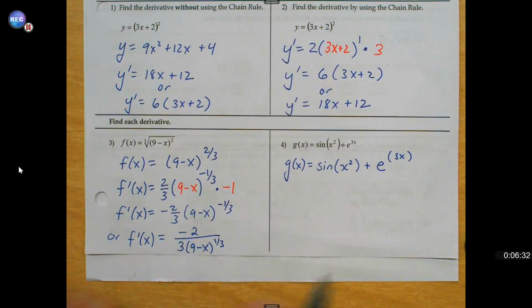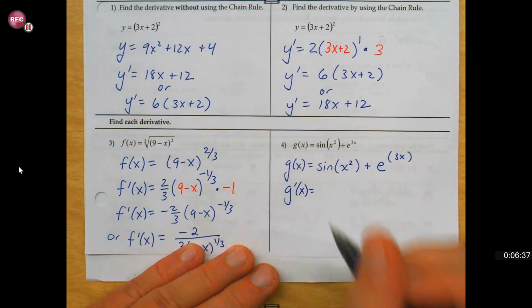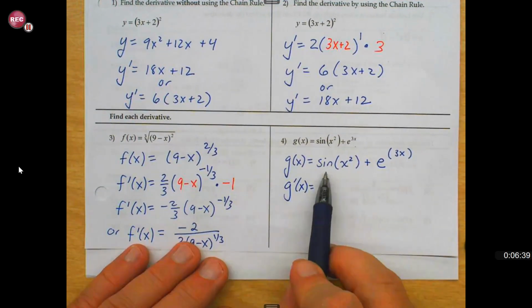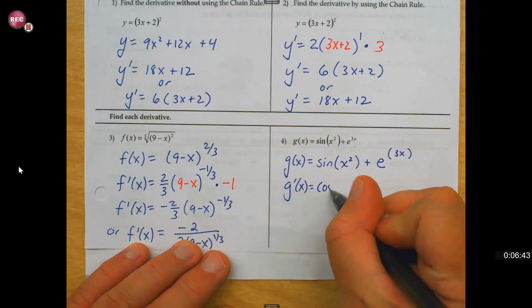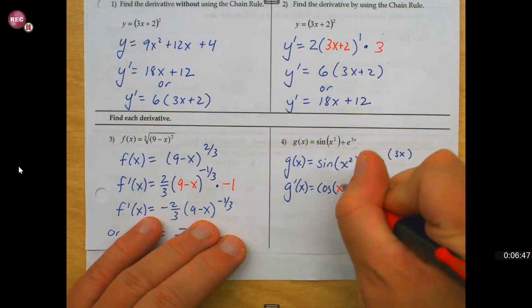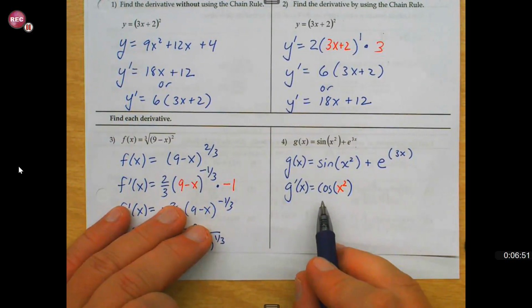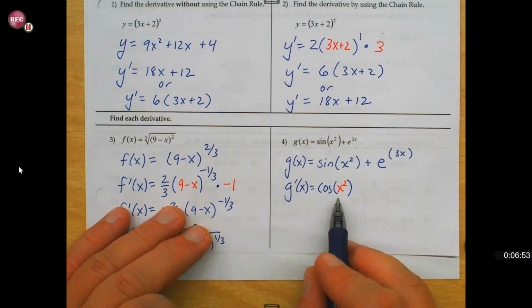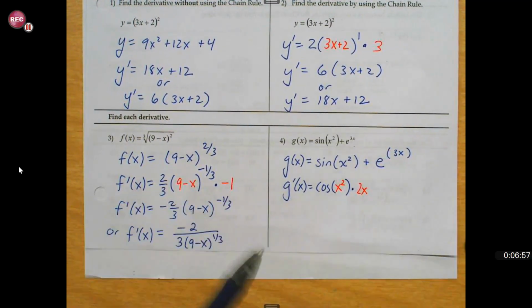All right, so now we're all set up for the chain rule. We're going to have g prime of x equals. In this case, my outer function is the sine function, so that would go to cosine. Leave the inner function alone, and then multiply that by the derivative of the inner function, which would just be 2x, plus.